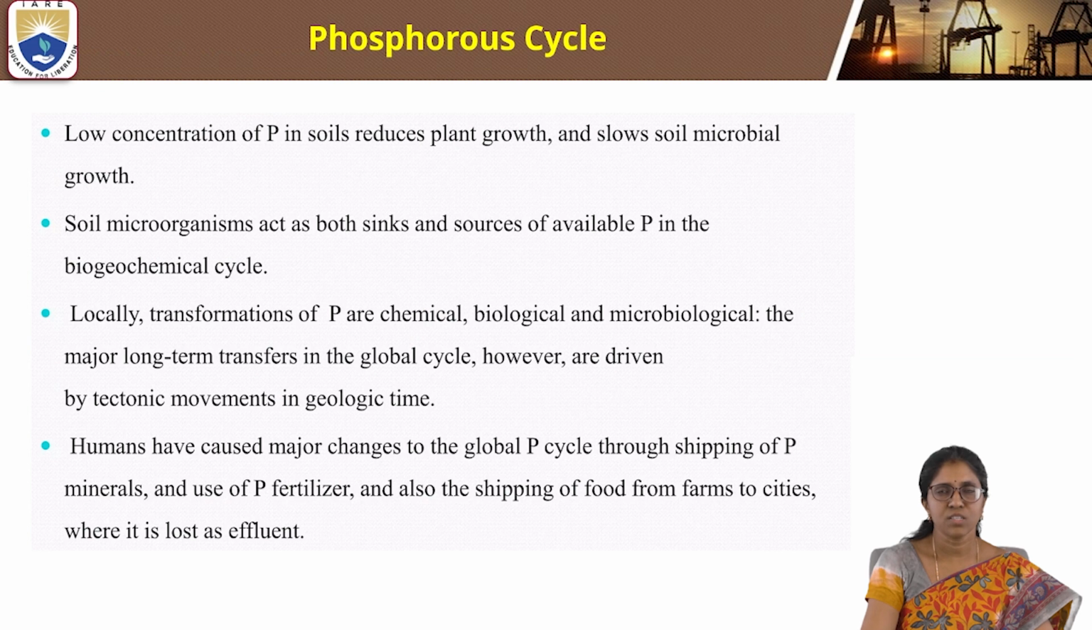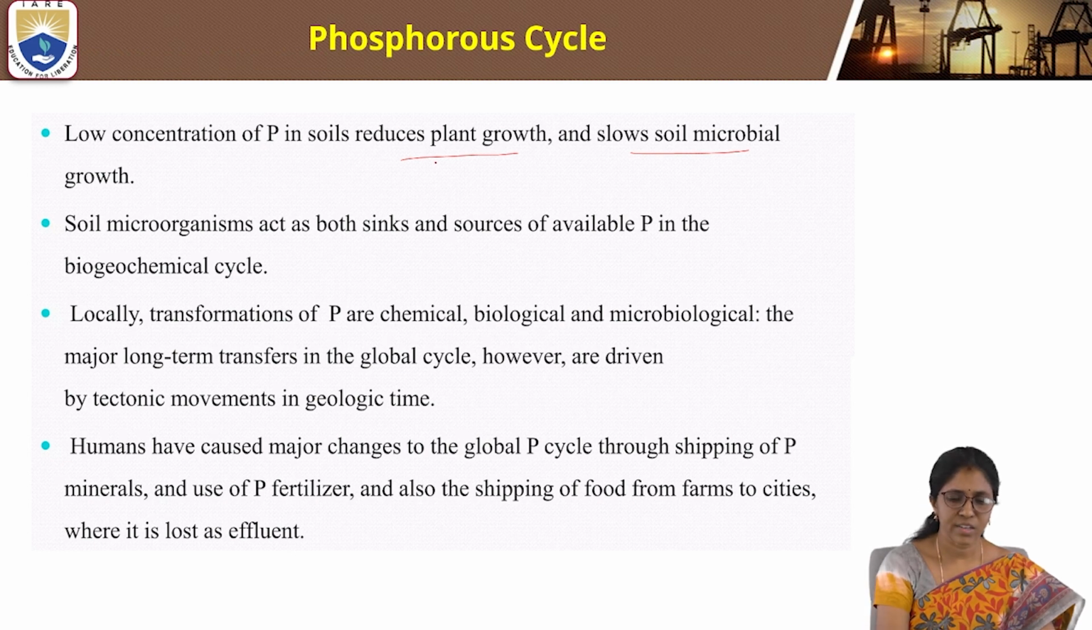Low concentration of phosphorus in soil reduces plant growth and slows soil microbial growth. Phosphorus is a very essential element for the growth of plants as well as microorganisms.